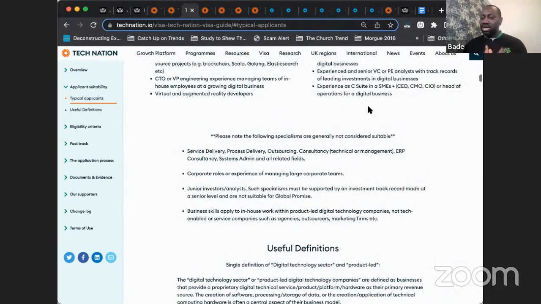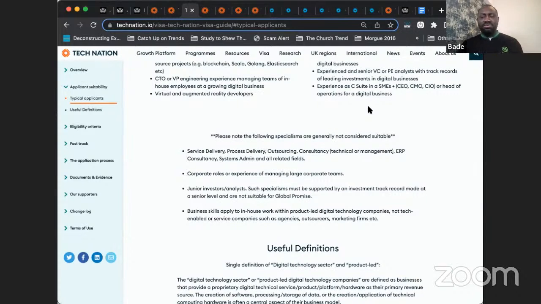That isn't the case. Now, specifically, Tech Nation says that if you are a consultant, then you by default do not qualify, but don't go away yet. I would give you a caveat to that, right? So if you say that you're outsourcing, you're a consultant, you're doing consultancy, you're a system admin and all of that, you by default do not qualify for this visa. However, there's a caveat to that, which is this.